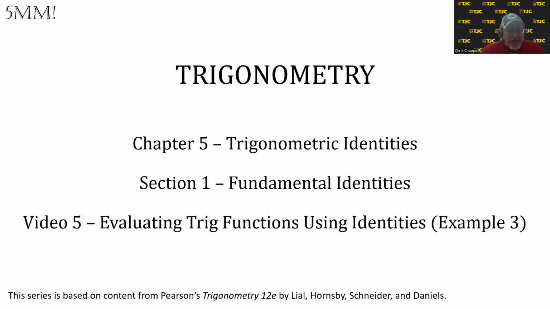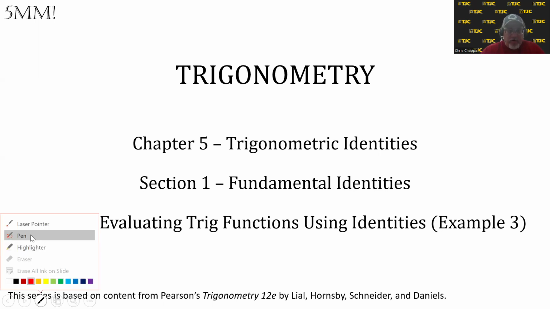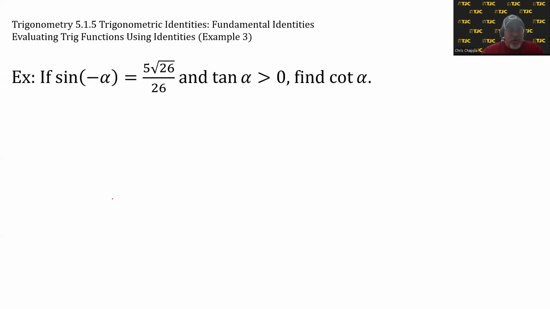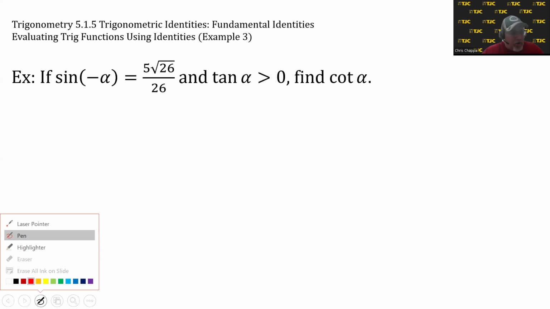And as the title implies, we are on Example 3, so there are two prior examples if you want to go check them out. All right. So in this one, we are going to start with sine of negative alpha equals a value and also told that tangent is greater than 0. Therefore, we need to find the value of cotangent.